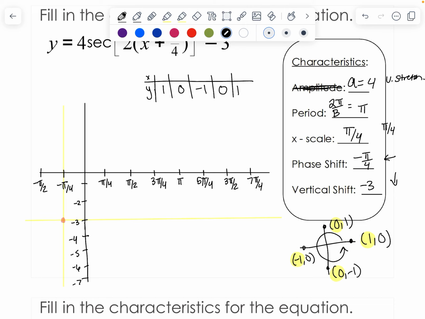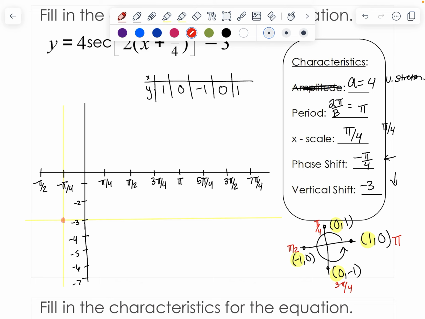This time we have a period of just pi. So it's typically a period of 2 pi, but this time it's just pi, which means this is pi over 2, this is pi over 4, this is 3 pi over 4, so that I'm making one full rotation in pi units instead of 2 pi units.